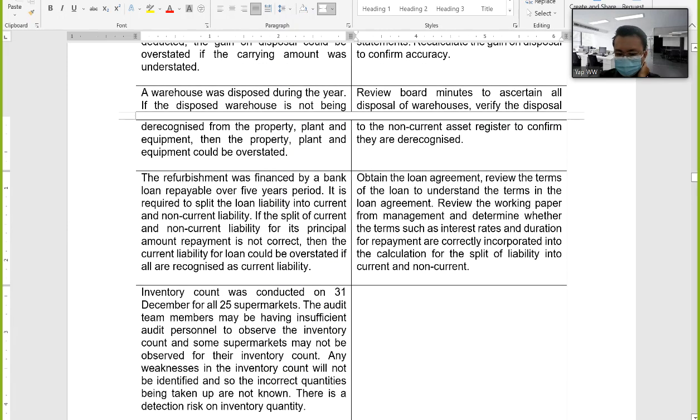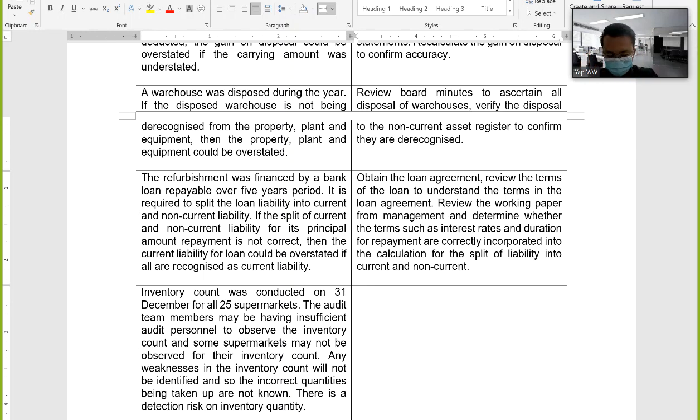Okay. Inventory count was conducted on 31st December for all 25 supermarkets. Audit team members lack audit personnel to observe the stock count. Therefore, higher detection risk, okay, because no one goes and sees the stock count. The response for this one is more straightforward. You don't have to write a substantive procedure because this one has nothing to do with the items in the financial statements.